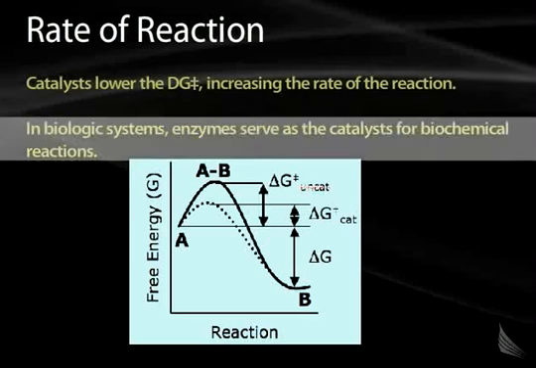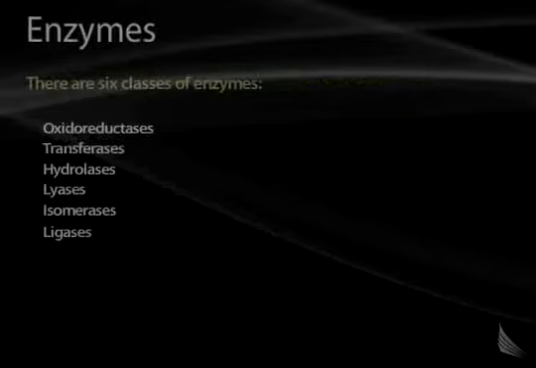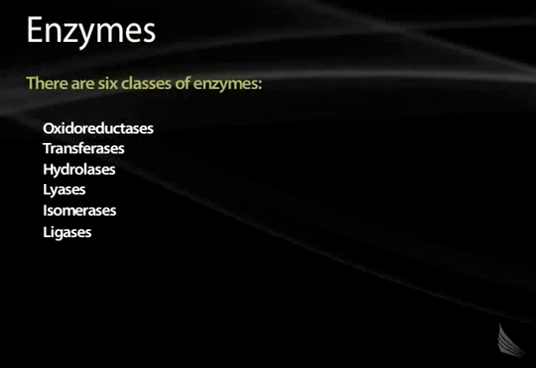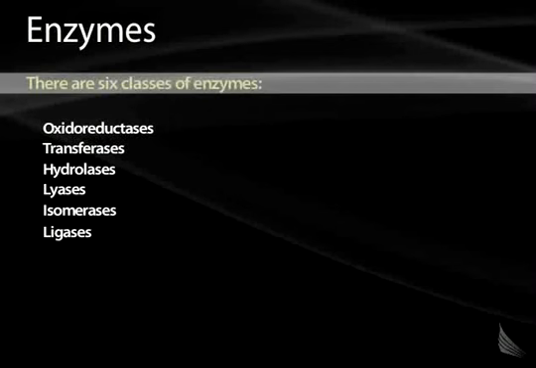In biologic systems, the catalysts that are used are called enzymes. These are usually proteins which decrease the energy of activation and cause reactions to proceed at a faster rate. Now we can categorize the enzymes in biologic systems into 6 different classes, as listed here.